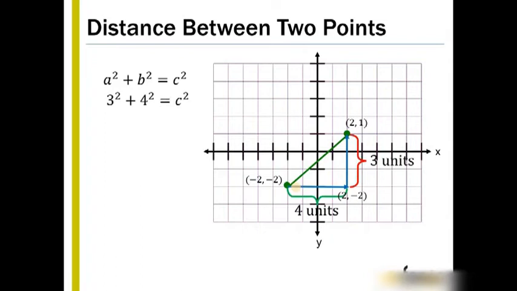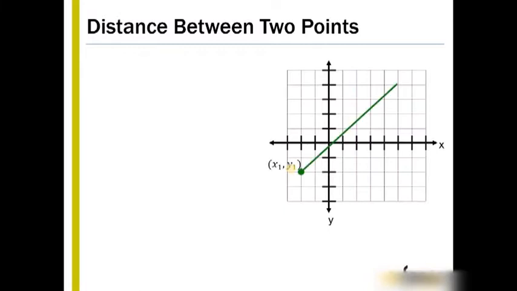So in this case, 3 squared plus 4 squared equals c squared. 25 equals c squared. 5 equals c. And notice that when we square root it, we ignore -5 because the distance can't be negative. So this distance here is 5.